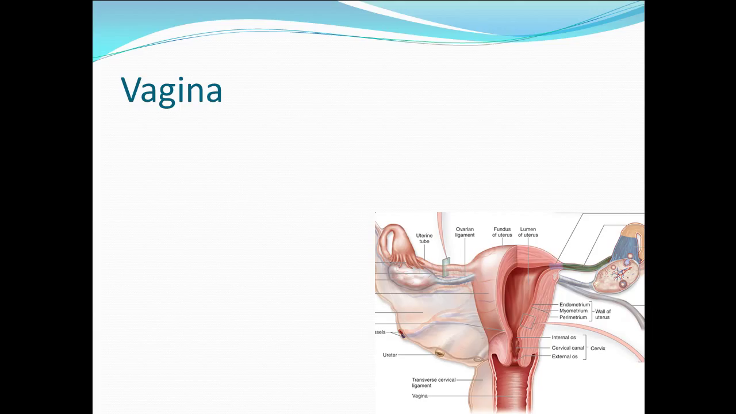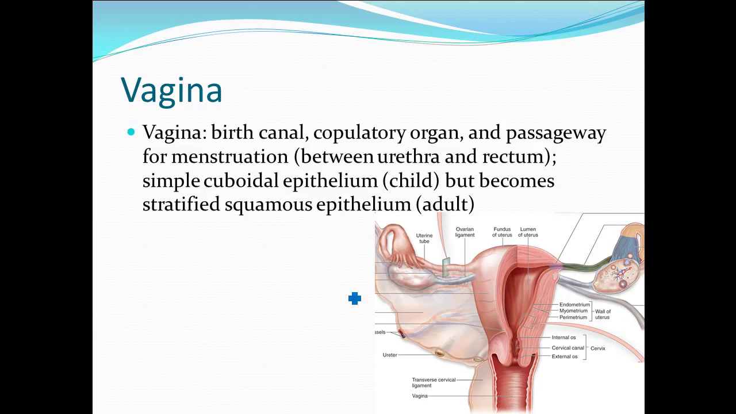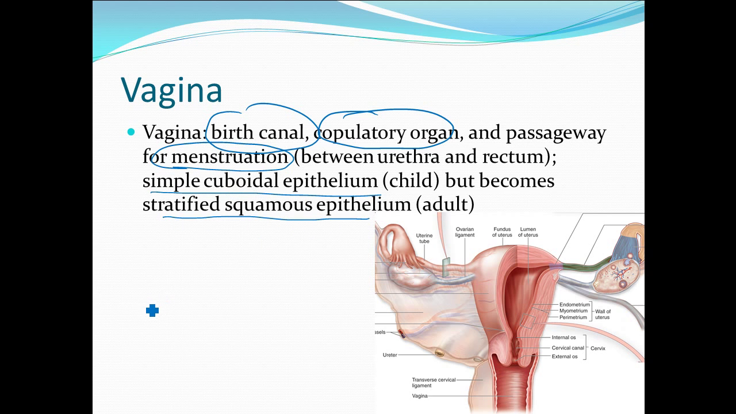All right. The vagina is a copulatory organ for sexual intercourse, a birth canal for the baby to pass through, and also for menses to allow menstruation to occur. As a child, it's a simple cuboidal epithelium, but as an adult, it becomes stratified squamous epithelium. And why would it be stratified squamous epithelium? For protection against any kind of intercourse occurring in the vagina.